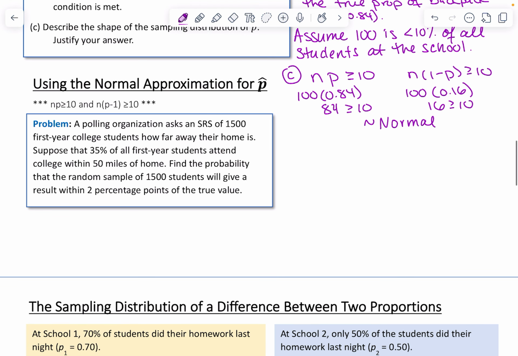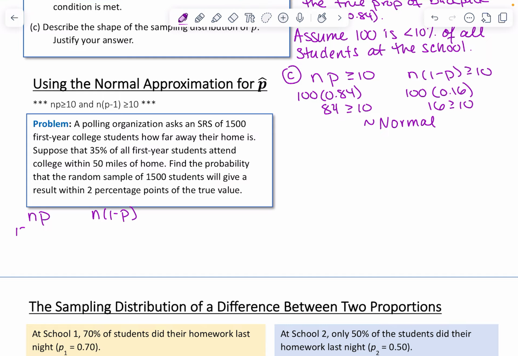Do another one. A polling organization asks a simple random sample of 1,500 first-year college students how far away their home is. Suppose 35% of all first-year students attend college within 50 miles of home. Find the probability that the random sample of 1,500 students will give a result within 2 percentage points of the true value. Okay, they didn't tell us to check conditions, but we're always going to check conditions. So I'm going to do n times p and n times 1 minus p to make sure that it's normal so that I can find the probability by using normal CDF.